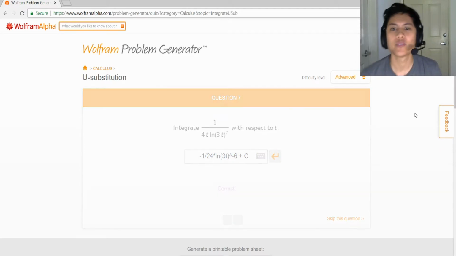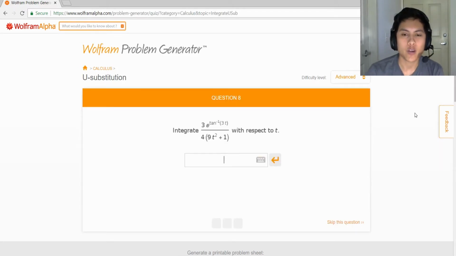Correct, awesome. Okay, here we go, number 8. Oh, goodness. Integrate 3e tan inverse 3t over 9t squared plus 1. Okay, so, right, the derivative of tangent inverse is 1 over 1 plus x squared.